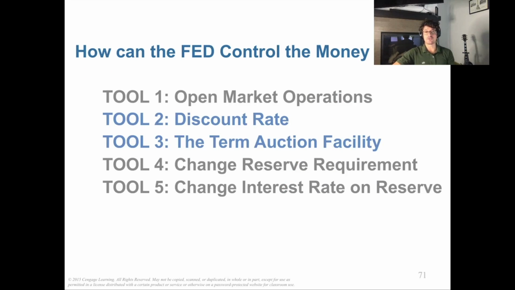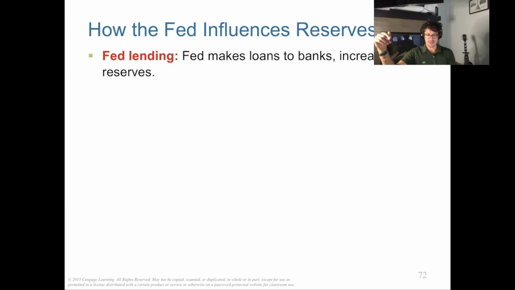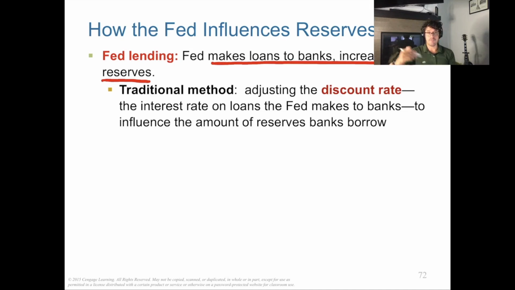Let us look at two other tools that the Federal Reserve can use in order to affect the money supply. One way in which the Fed can affect the money supply is by making loans to banks, increasing their reserves. Remember, by increasing their reserves, the Fed, if you want, incentivizes the banks to make more loans, and through that, it affects the total money supply in the system.